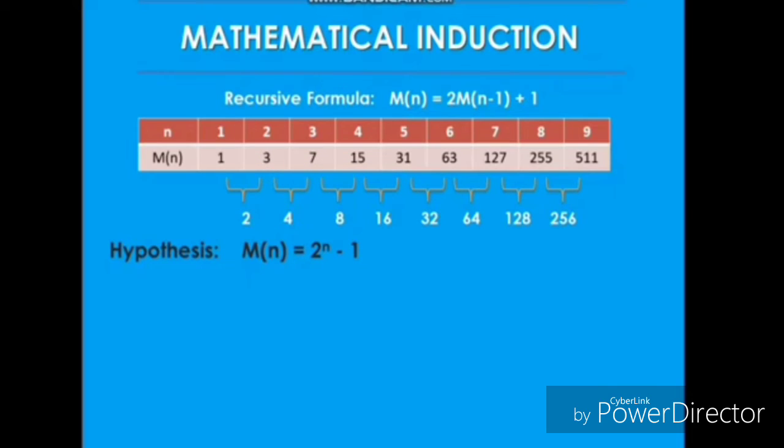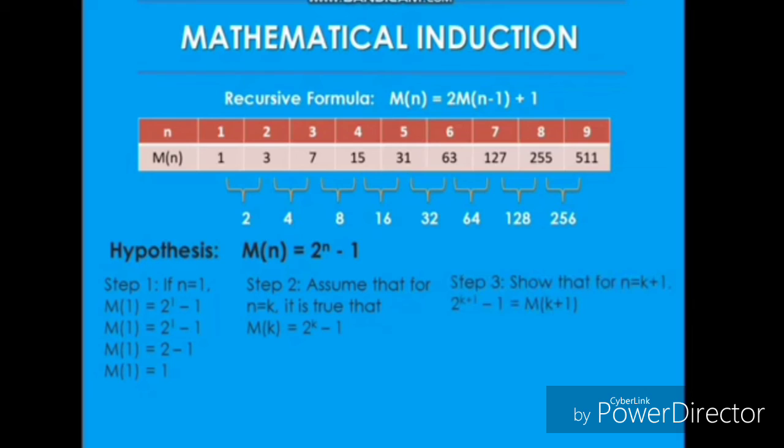So, let's try to prove this. For step 1, if n is equal to 1, let's see if we get the moves equal to 1. So, we substitute it into the hypothesis, and we get m of 1 is equal to 1. So, it is correct. Our hypothesis works for n is equal to 1. Next, for step 2, let us assume that for n is equal to k, it is true that m of k is equal to 2 raised to k minus 1.